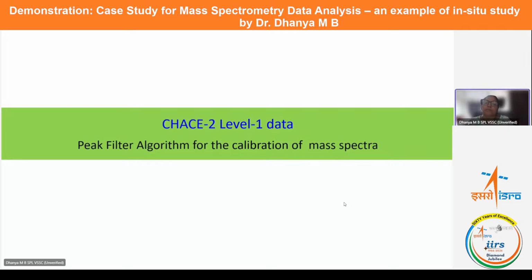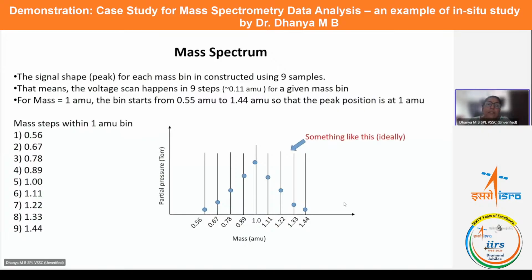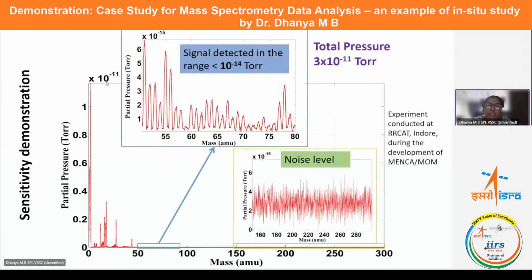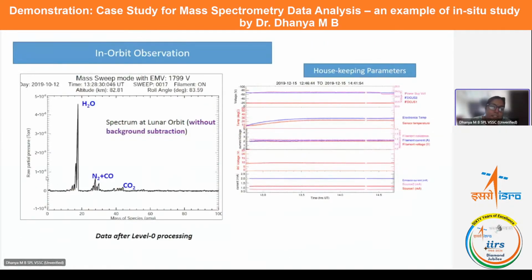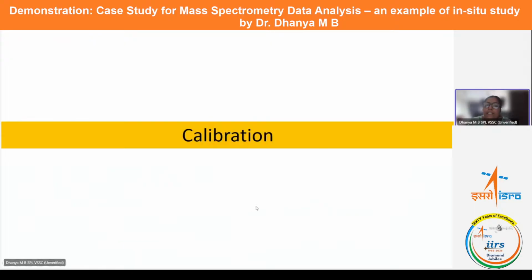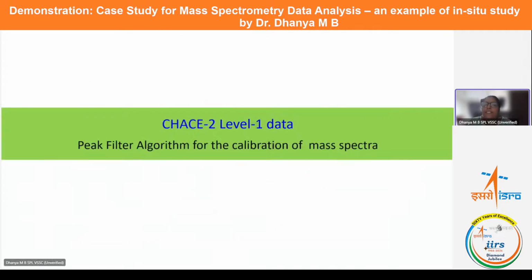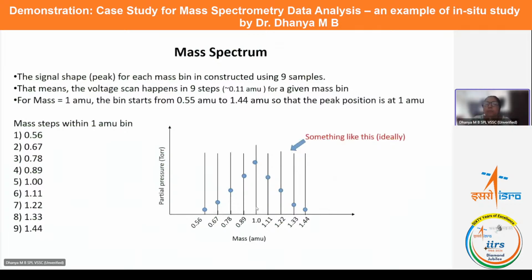Our first product is the spectrum, the mass spectrum. We have seen several peaks here. As an example, if you see this, it's a peak. Each peak is constituted by 9 points, which we call 9 samples. This is because the mass spectrometer scans each AMU bin in 9 steps. So one step corresponds to roughly 0.1 AMU. So if you have one AMU, this is the way the step goes.